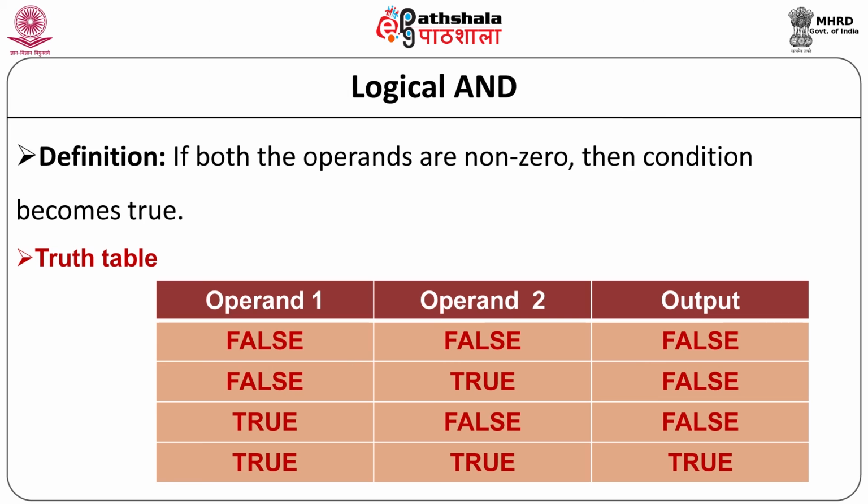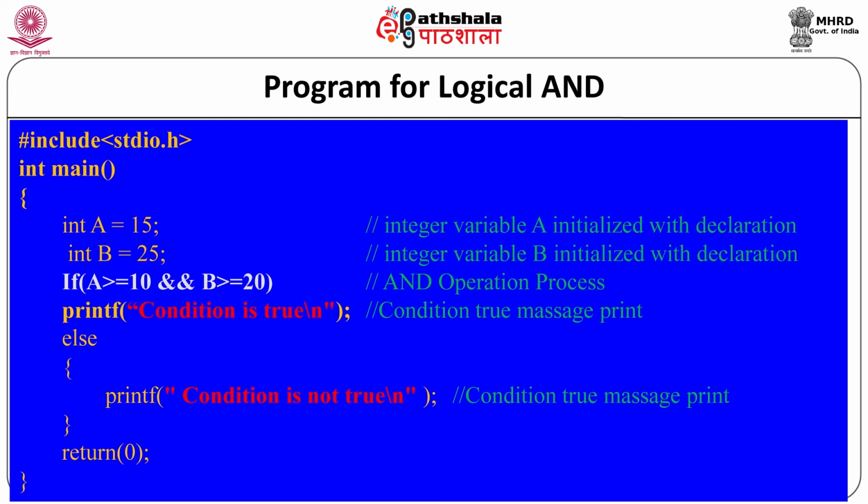First case, when operand 1 and operand 2 are false, output is false. Operand 1 is false, operand 2 is true, result is false. Operand 1 true, operand 2 false, result is false. When both operands are true, then result is true. It means output is true when both operands are true or both expressions are true. Now, let us see simple program for demonstration of logical AND operator.